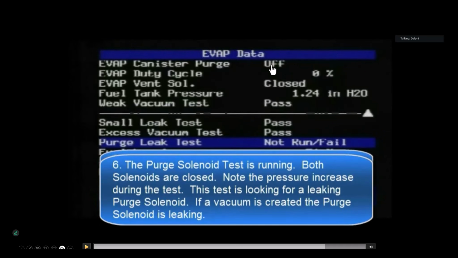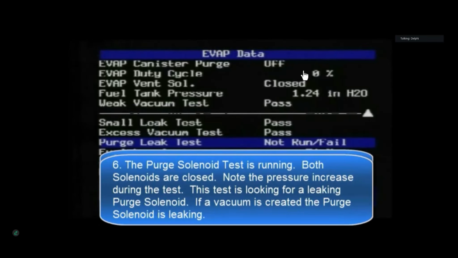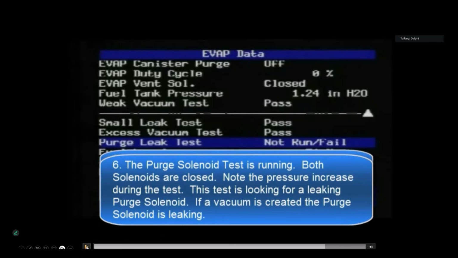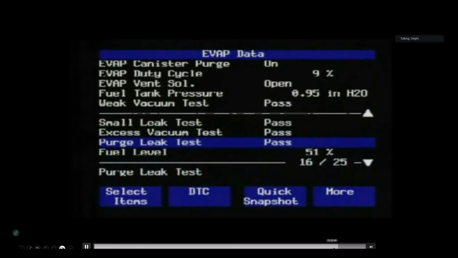If the purge was leaking, it would draw a vacuum on the tank, and this would go down to the minus category. So that's how it's checking purge flow here. Some manufacturers do it a little differently, but that's one of the ways we're doing it. So let me finish this one up. All of them are done. EVAP test is going to pass and fail. Pass right here. Testing is done.